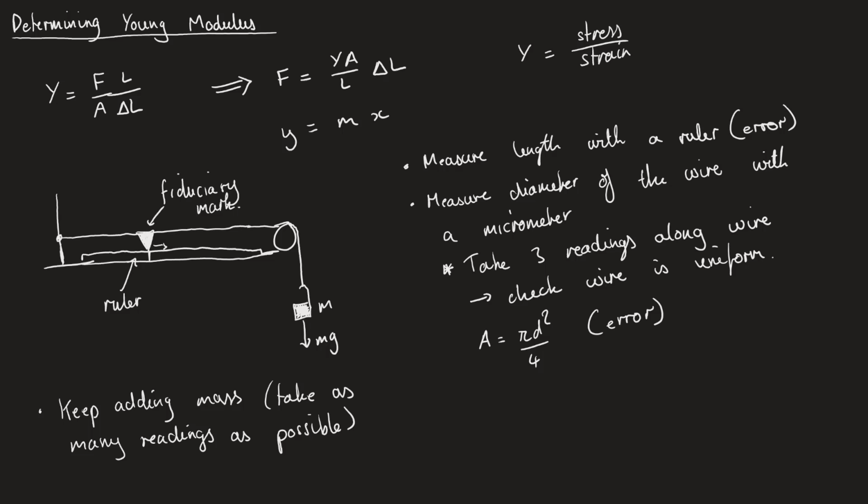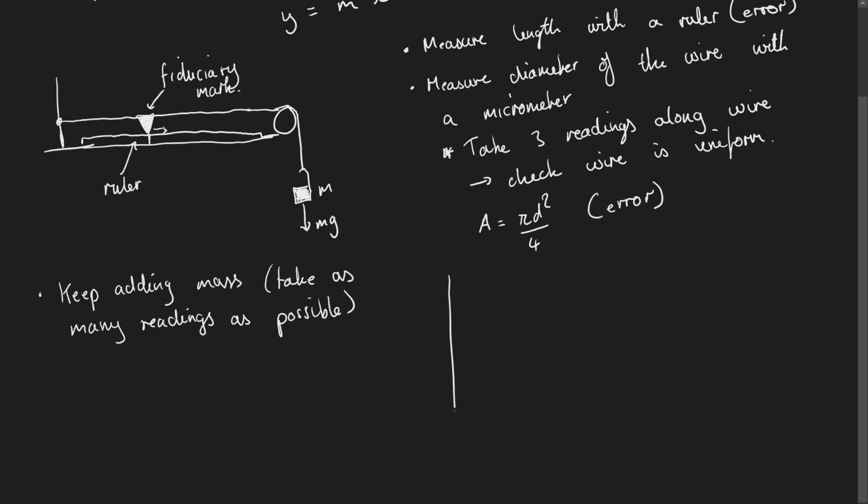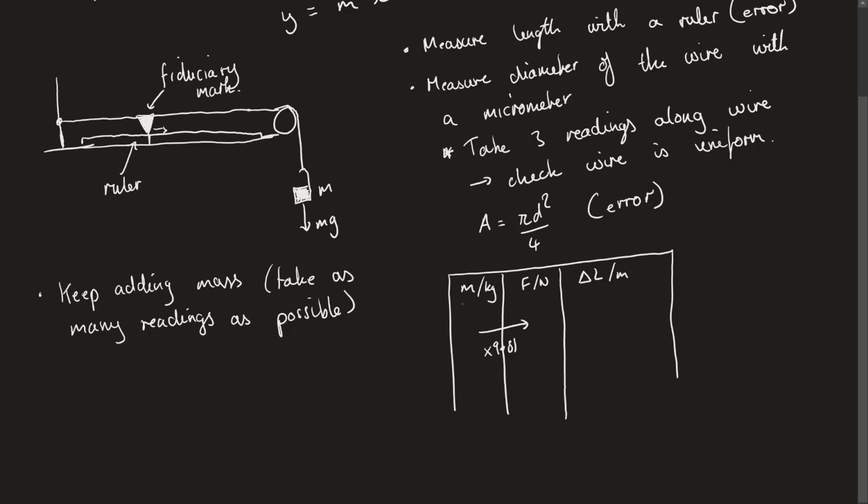Okay, and for each of these, we want to make a table. So I'm just going to scroll down here a little bit. Our table should consist of our first column, which is going to be the mass that we've added in kilograms. Then we can convert that into the force in newtons. So to get from this column to this column, we're just going to times by g, or times by 9.81. And then we're also going to need your extension, your delta L, which should be measured in meters. That means that we have our values for F and our values for delta L.